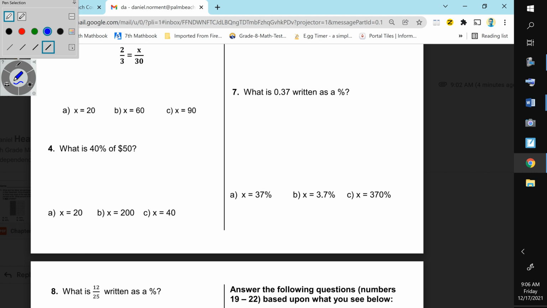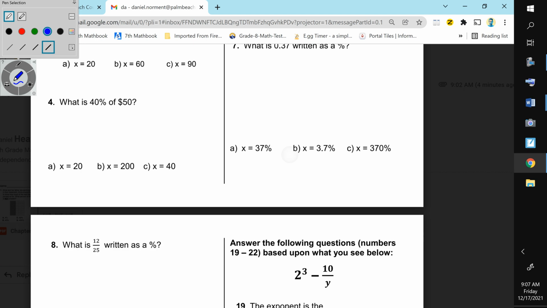0.37 written as a percent. You got to take the decimal and you need to go as a percent 2 places to the right. Okay. So move the decimal 2 places to the right, and that will give you the answer.